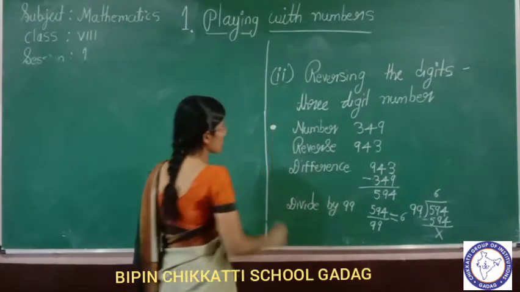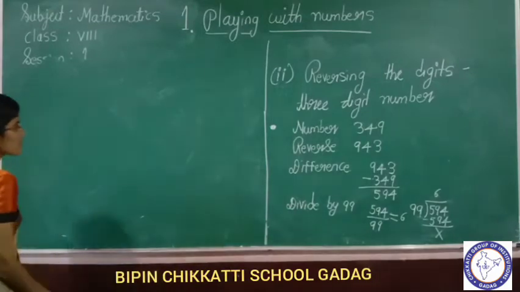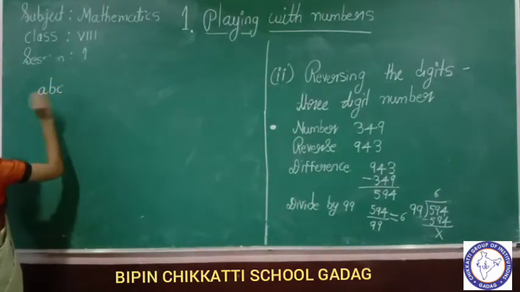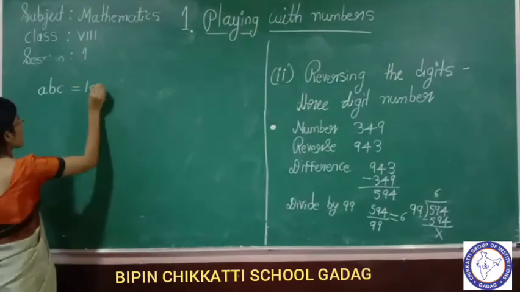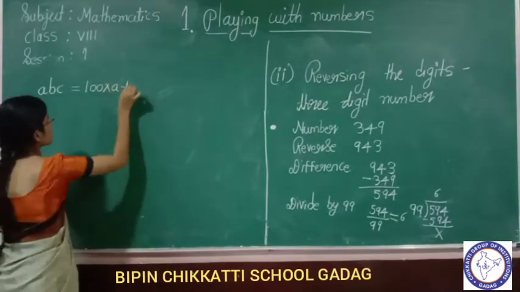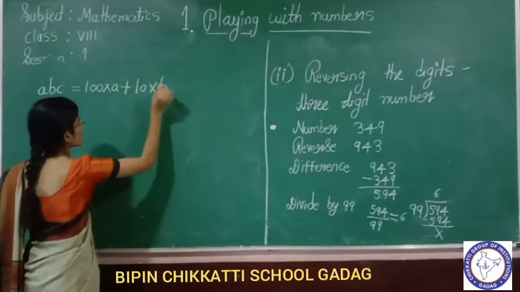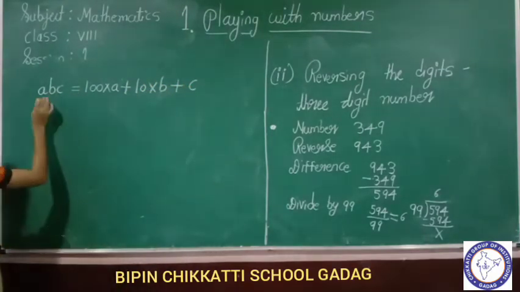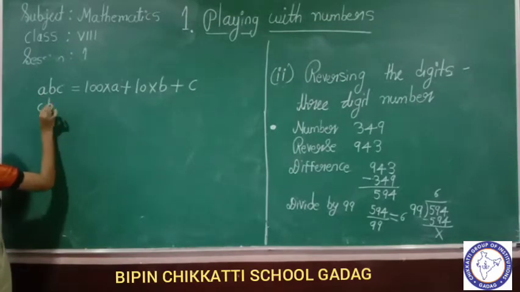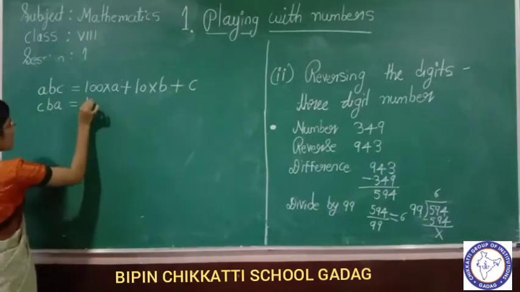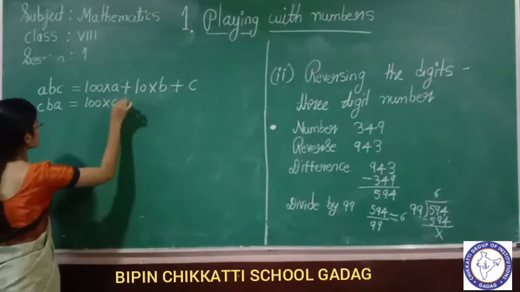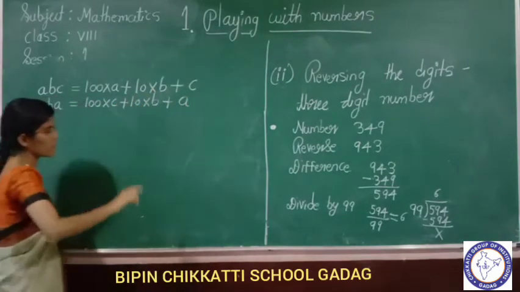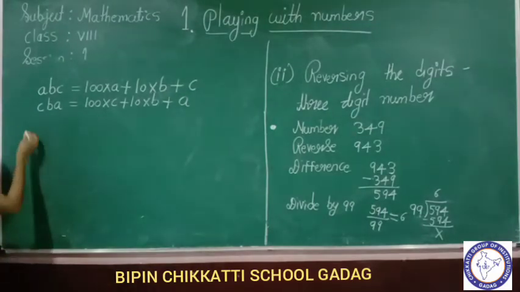Again the same procedure. Take any 3-digit number ABC. This can be written as 100 into A plus 10 into B plus C. Reverse this number, CBA. It will become 100 into C plus 10 into B plus A. Do the subtraction.